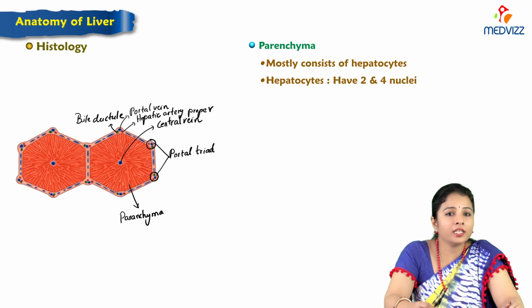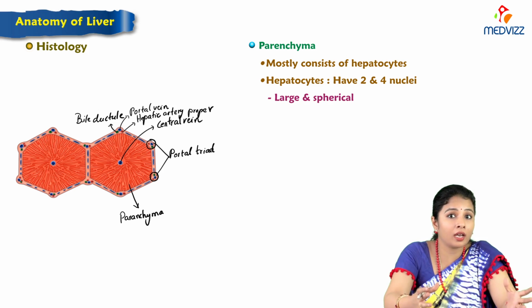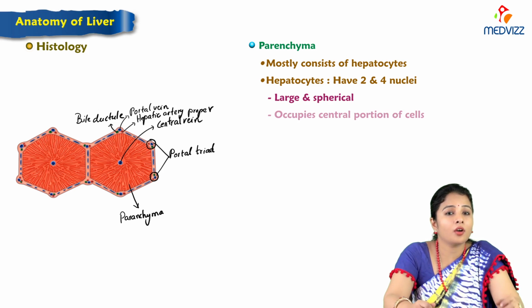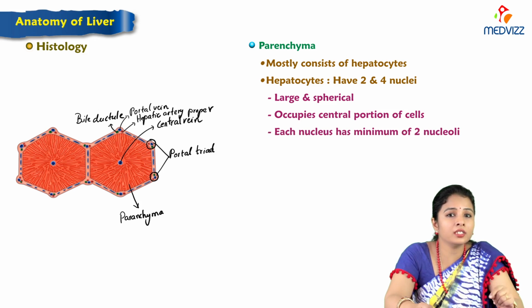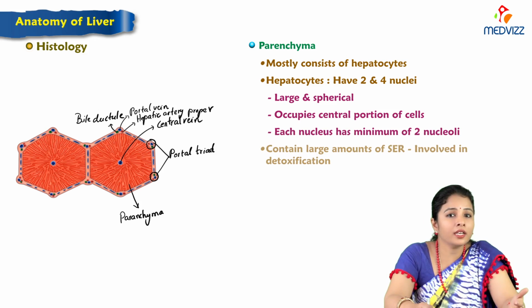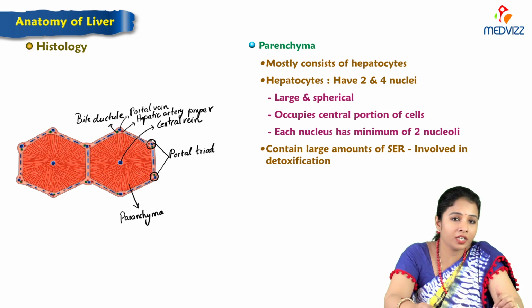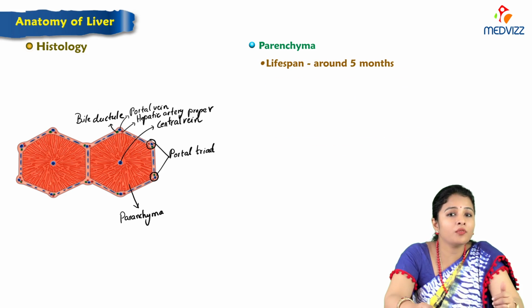The hepatocytes may have 2 or 4 nuclei, and each nucleus is quite large and spherical, occupying the central portion of the cell. So each nucleus has a minimum of 2 nucleoli. They contain a large amount of smooth endoplasmic reticulum which is involved in detoxification. Lifespan of a hepatocyte is around 5 months.